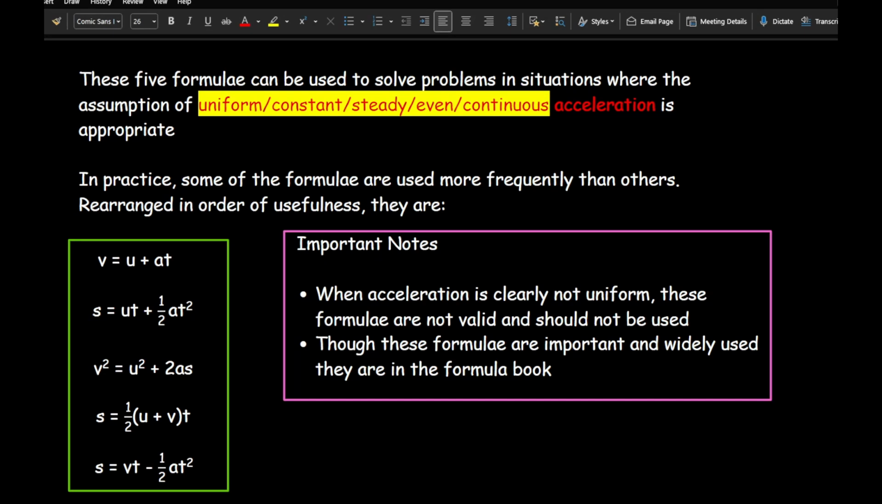Now before we get started working through some worked examples, these five formulas can be used to solve problems in situations where the assumption is that acceleration is constant. So before attempting these questions, always make sure that you're looking out for words saying that the acceleration is either uniform, constant, steady, even or continuous. It's one of those things you'd need to check for.